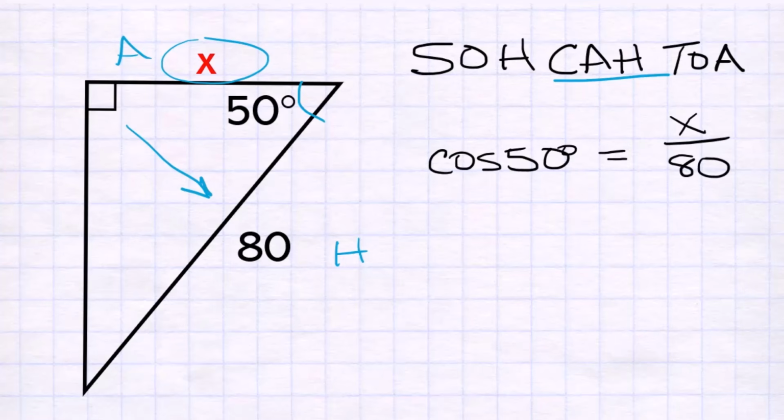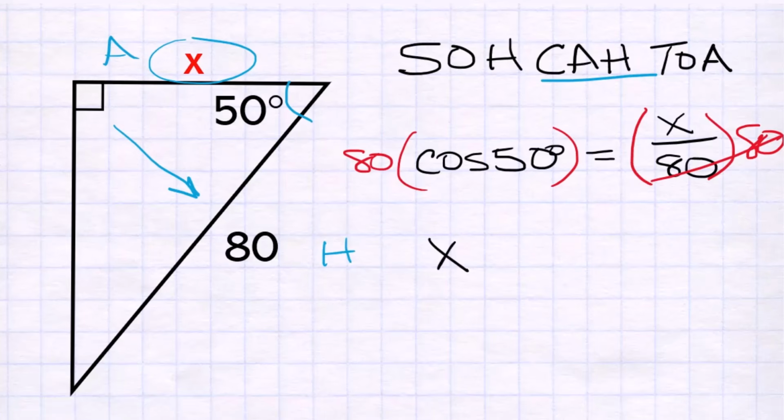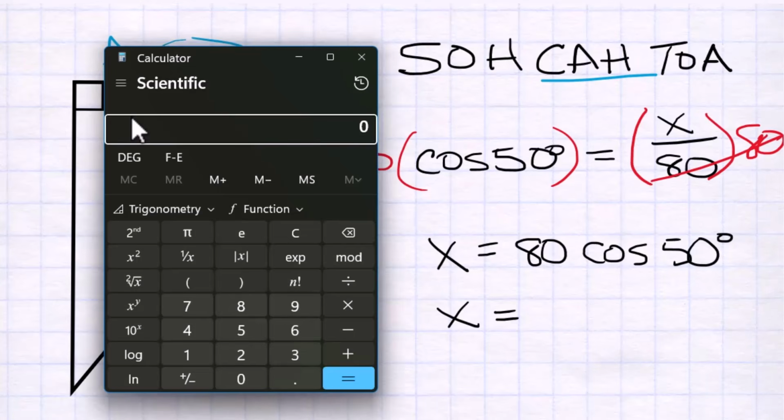I was talking about cross multiplication, but you can also think of this as clearing the fraction. Think of it that way. When you multiply both sides by 80, the 80 is going to cancel on that side. So we have x equal to 80 times the cosine of 50 degrees. If you're using your phone, it'll still work. You just have to know how to put it in.